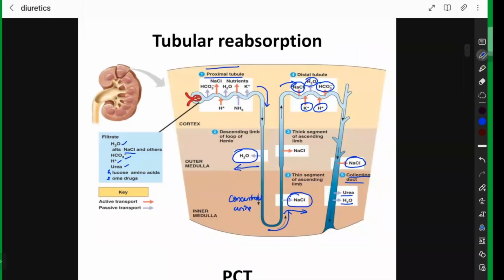So you have the proximal convoluted tubule, descending loop of Henle, ascending loop of Henle, distal tubule, and a collecting duct. In the proximal convoluted tubule, one of the most important things is the sodium bicarbonate. Then you have the very important sodium. There will be a sodium chloride channel.